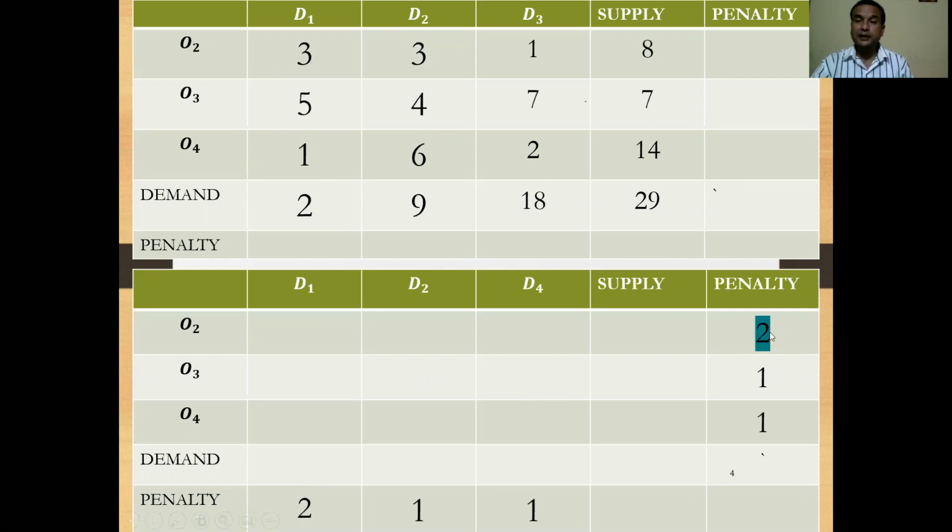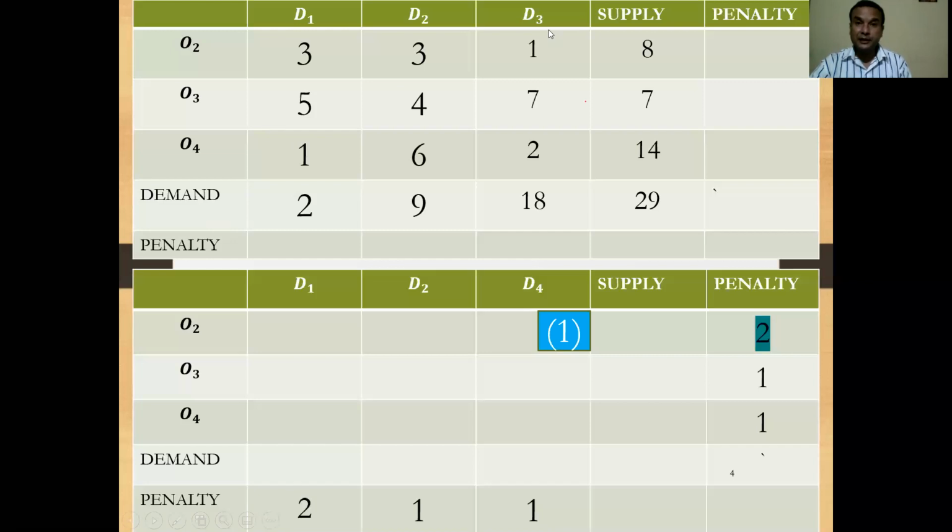If we assume this shaded 2, then we have to think for origin 2. So what is the minimum cost here? Obviously, we think for the minimum cost. The minimum cost is 1. So we bring this minimum cost to the corresponding cell. Once we have brought it to the corresponding cell, we are to supply the maximum possible items there.